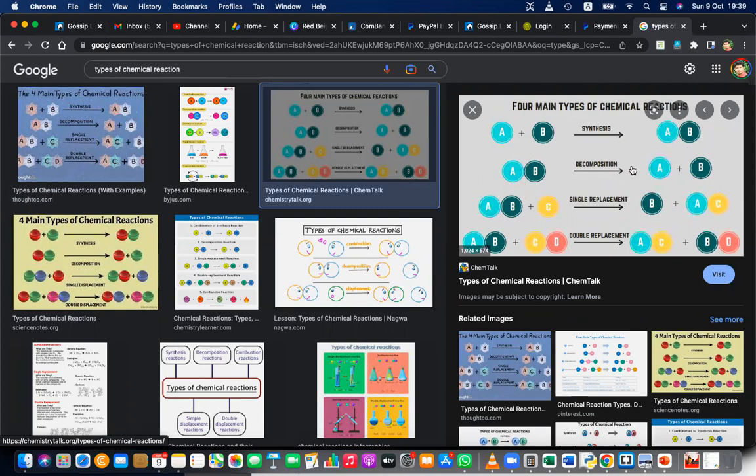Decomposition, it breaks down. When you heat or when you do something, it breaks down into the original parts or whatever it was made up of. It's breaking down. And then single replacement. Here C is replaced with this. In single replacement, a replacement happens.